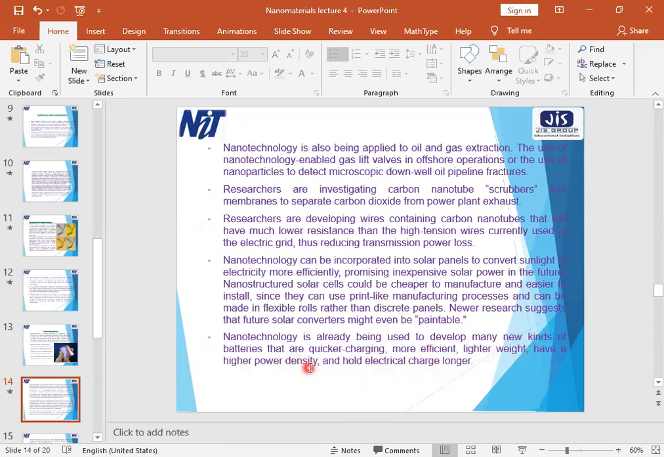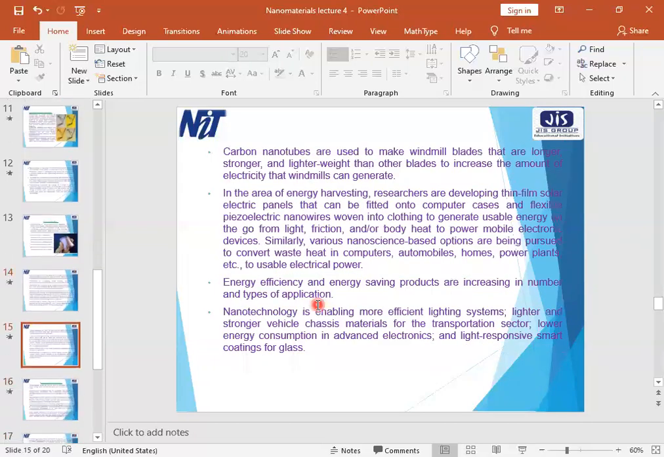Power density will be very high, lighter in weight, and quicker charging. What you want, that all will be found with the help of nanotechnology. So that is used, and smartphones will come with these nanotechnology-based batteries. Carbon nanotubes are used to make windmill blades.